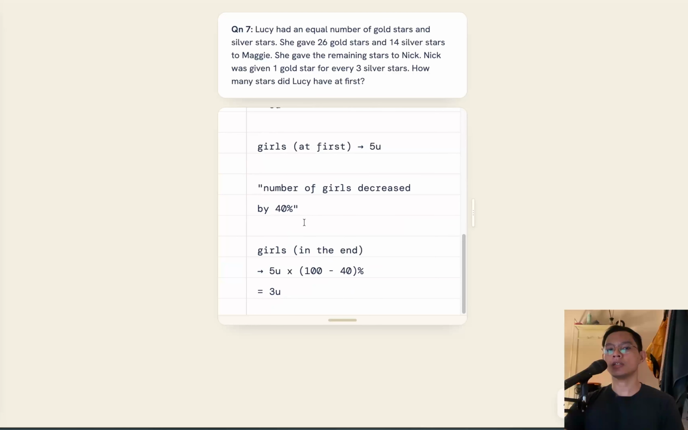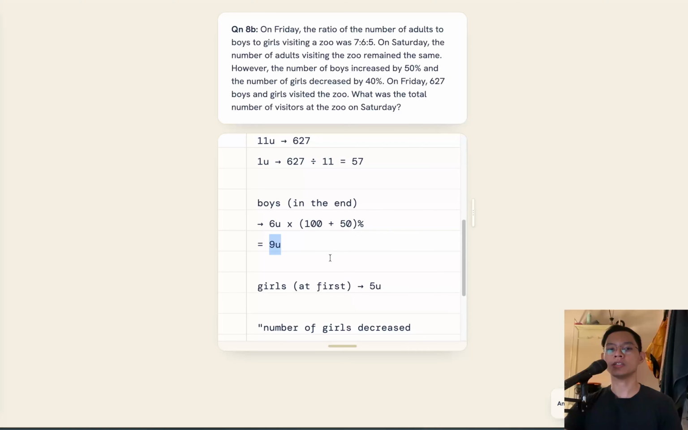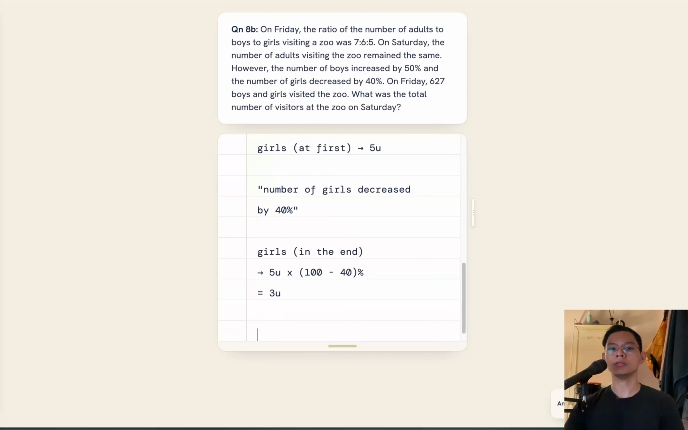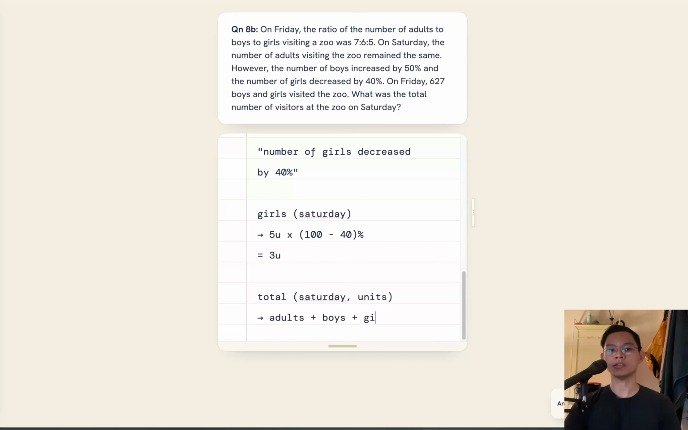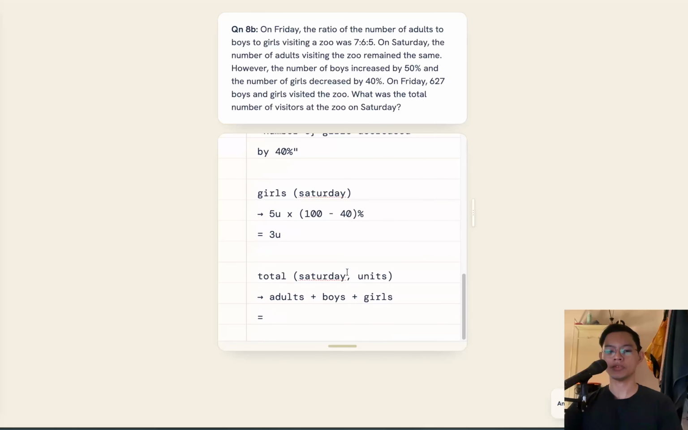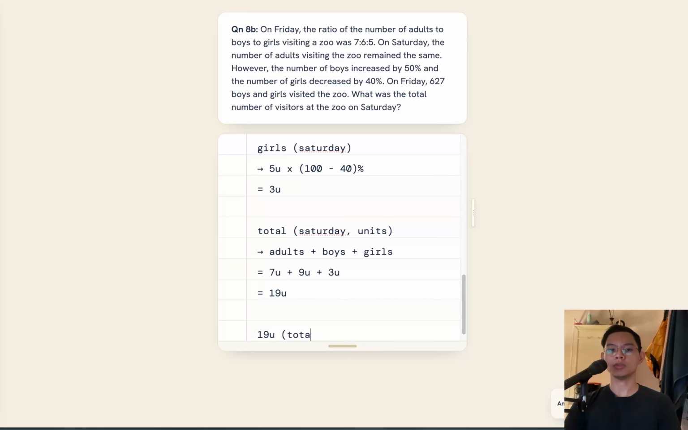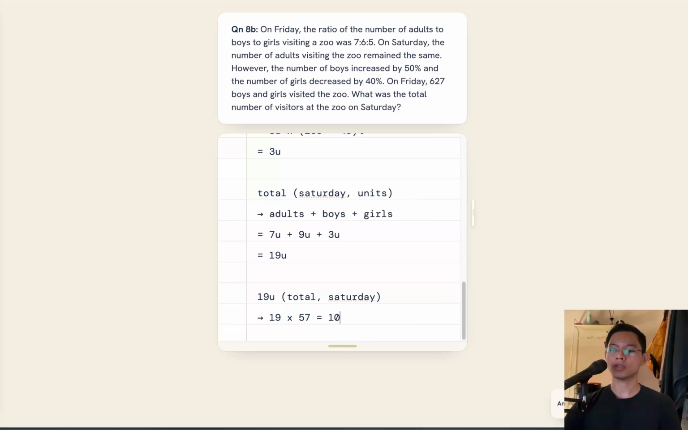So we know the boys and girls in the end, right? Boys in the end is 9 units. Girls in the end is 3 units. So since we know 1 unit, total on Saturday in units can be equal to adults plus boys plus girls. So adults in this case is 7 plus boys 9 units plus girls 3 units will be equal to 19 units. So 19 units, basically total on Saturday, can be equal to 19 times 57. This will be equal to 1083 visitors. Okay, there you go. That's the answer.